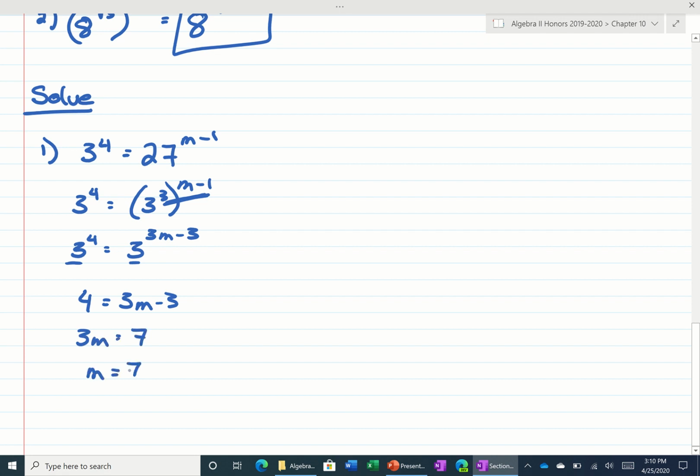And this is how you do these kind of problems. So you look to see how could you get the same base, and it's usually a power of a prime number. Let's try another one.